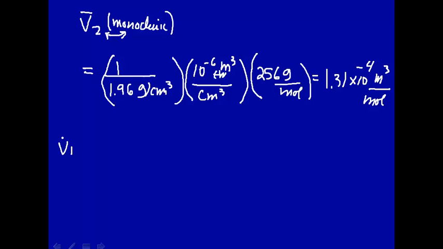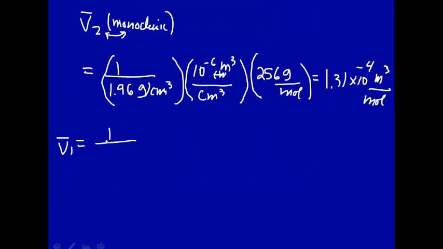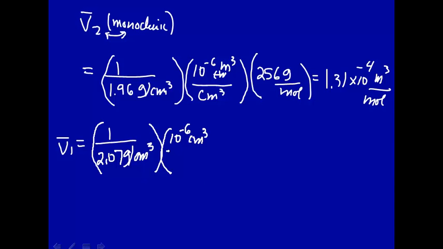Let's do that for the rhombic phase. That'll be 1 over the density of the rhombic phase. We used the density of the monoclinic phase already. This would be 1 over 2.07 gram per centimeter cubed. We'll multiply this by 10 to the minus 6 meter cubed per centimeter cubed.